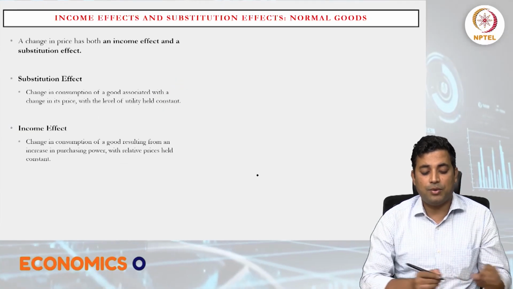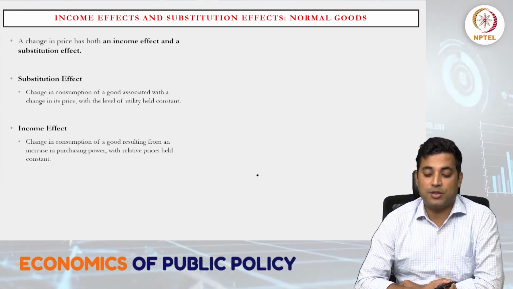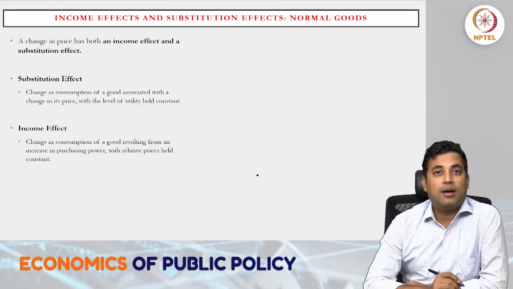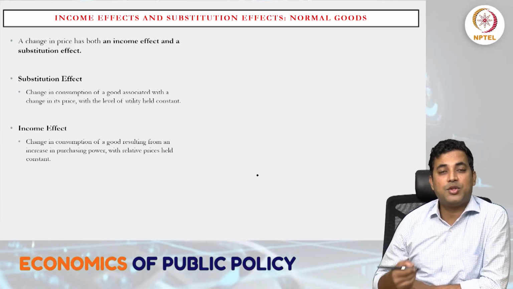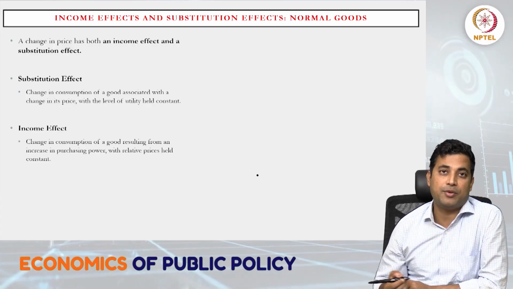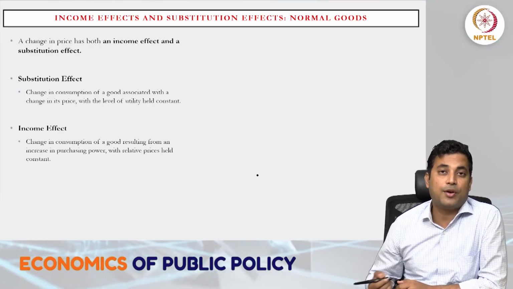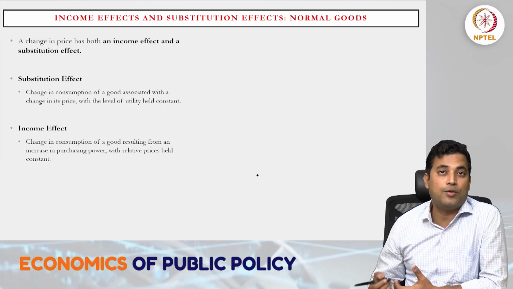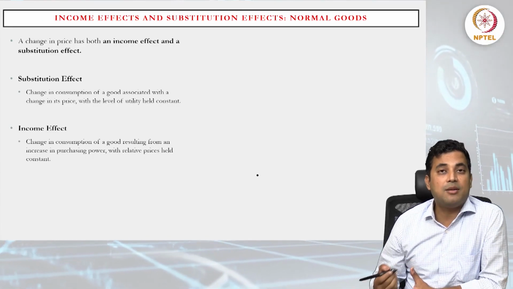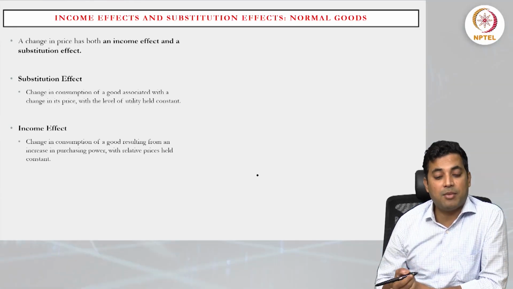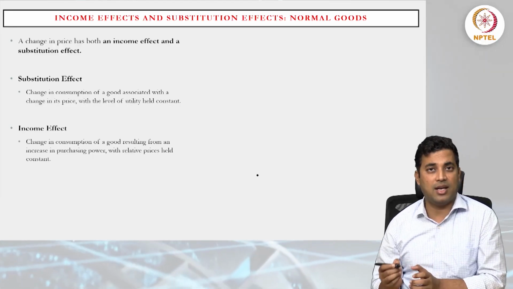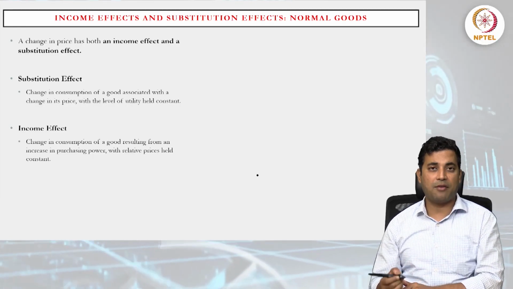So now let's move to income effect and substitution effect in the case of normal goods. As I said, changes in price are one of the most powerful factors for the overall quantity demanded or consumption of that particular commodity. Therefore, a change in price has both an income effect and a substitution effect. So here we will try to understand only how it changes from a graphical illustration.